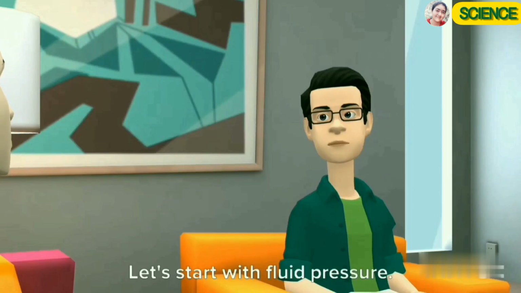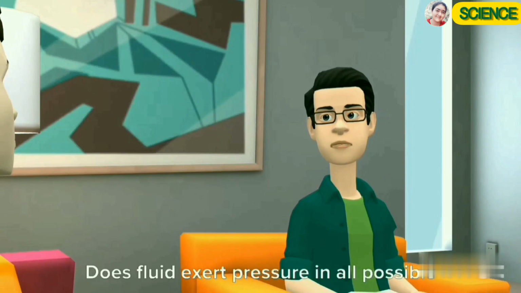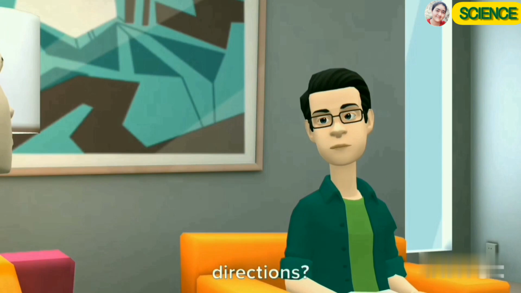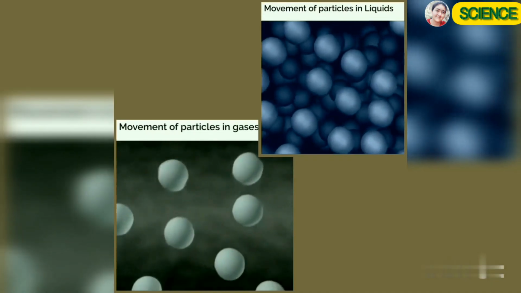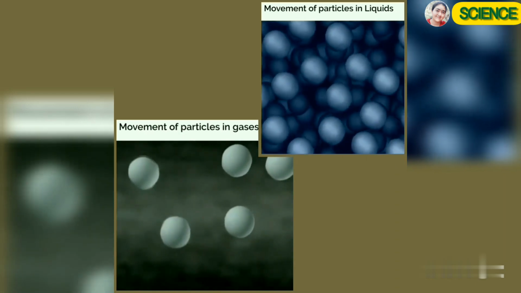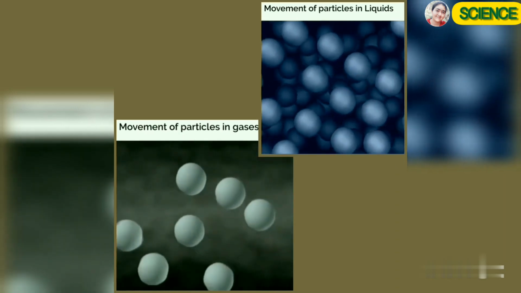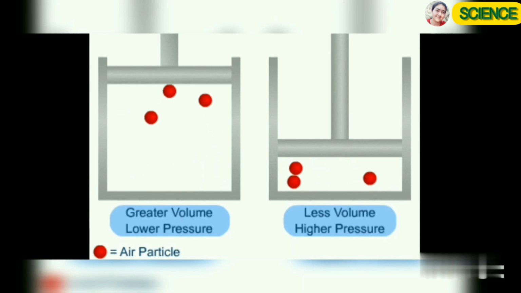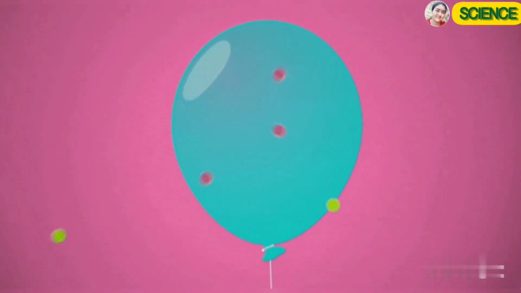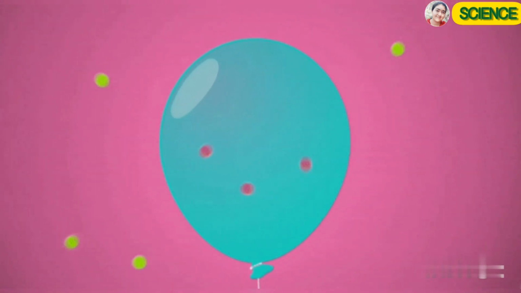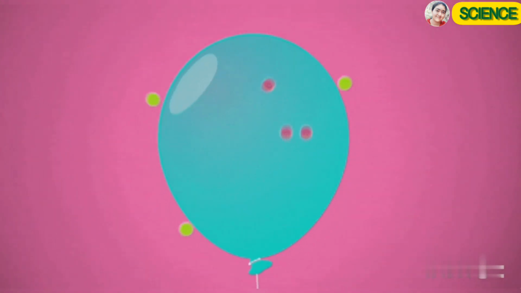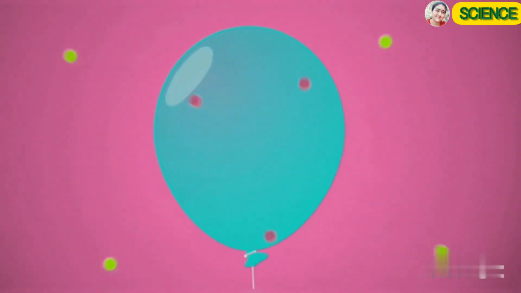Sure. Let's start with fluid pressure. Does fluid exert pressure in all possible directions? Yes, it does. The molecules in fluid can move up, down, and sideways, that is laterally. They continuously collide with each other and with the sides of the container. While doing so, they exert thrust on the wall of the container or any object in the fluid from all directions. This gives rise to fluid pressure in all directions.